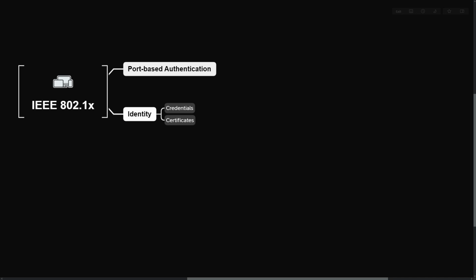Next is how exactly the identity is determined. It's determined based on either credentials, the username and password that the user enters, or certificates. Nowadays, the certificate method is deployed everywhere. Almost every organization that you talk about tends to go for certificates. One of the major reasons why 802.1X is really trending is because it supports EAP in a secure way.